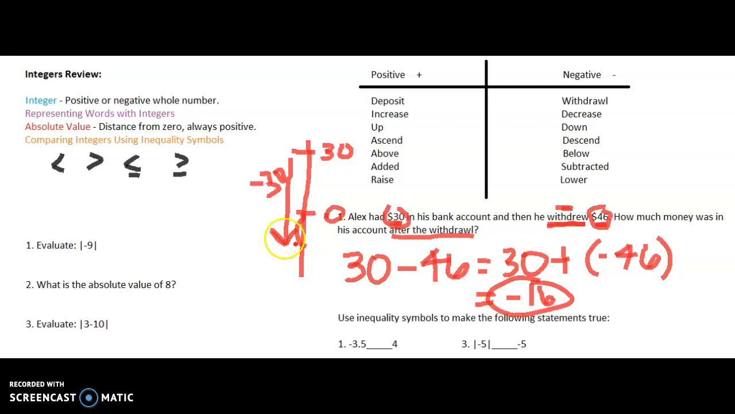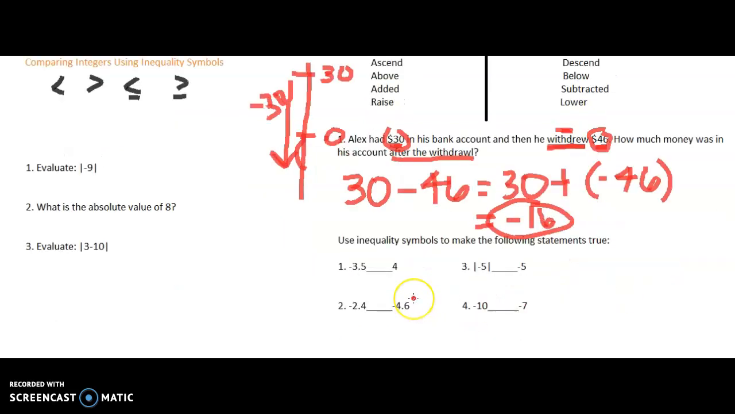So we can use our additive inverse. Remember, an additive inverse is what's going to make it get to 0. So we had 30. To get to 0, we had to take away 30. And then we had 16 left over, so that means we are 16 spaces on the negative side. So he's actually in a bad situation because he now owes the bank $16.